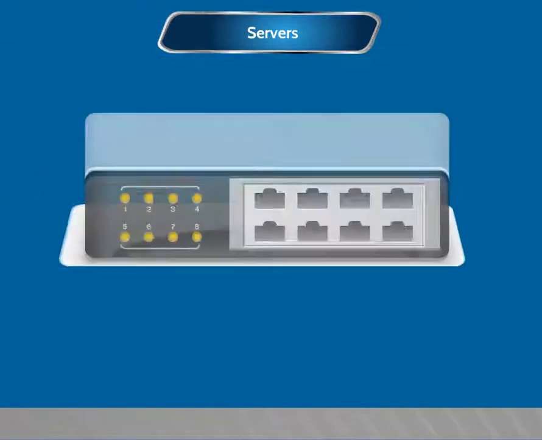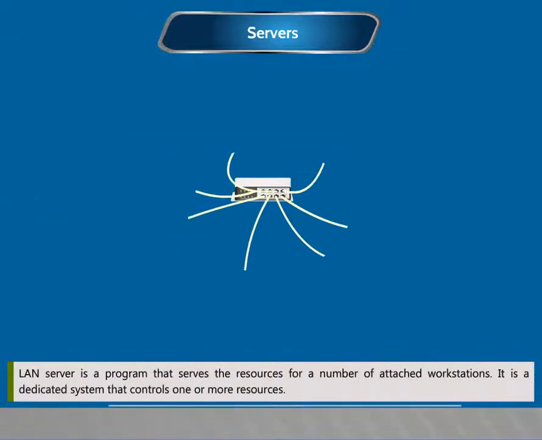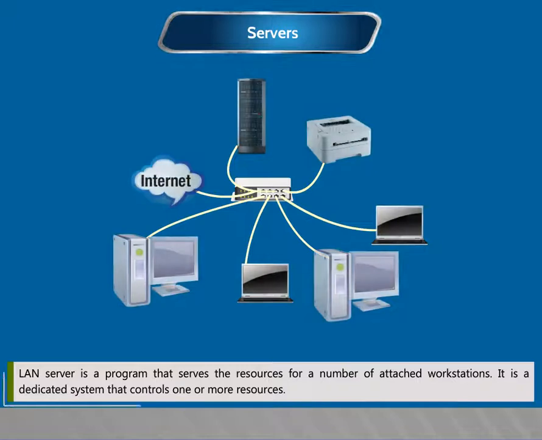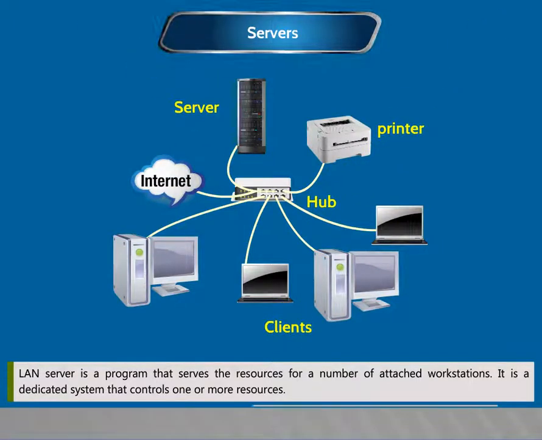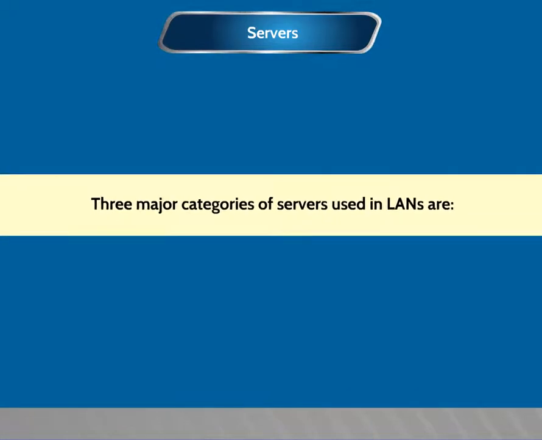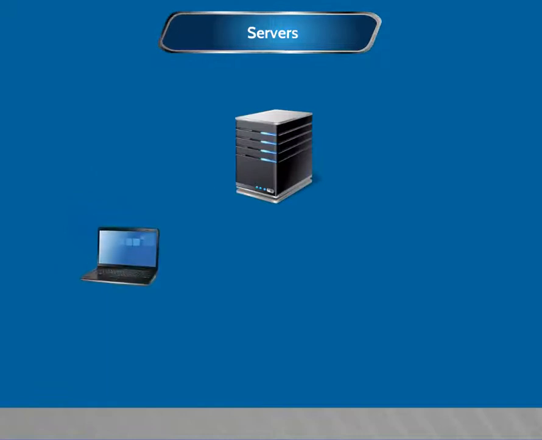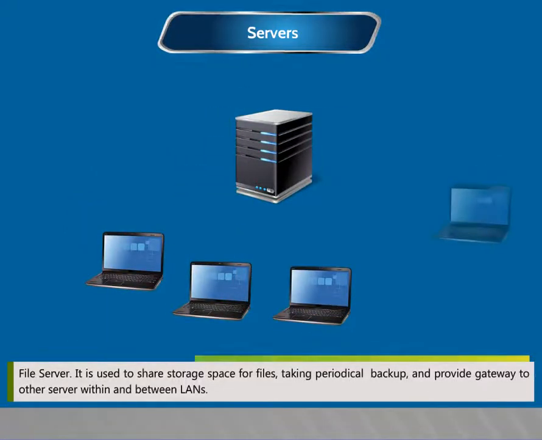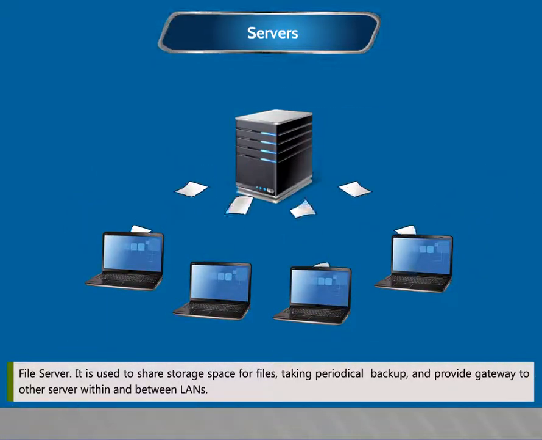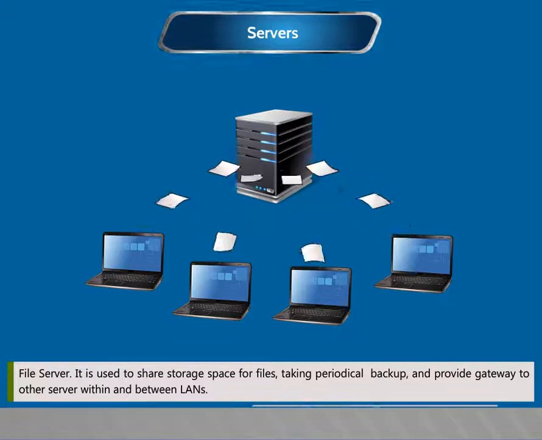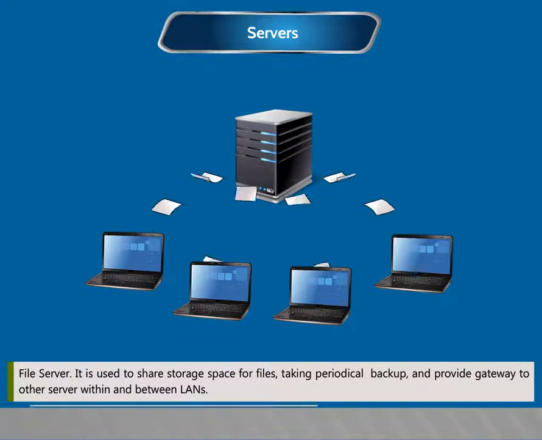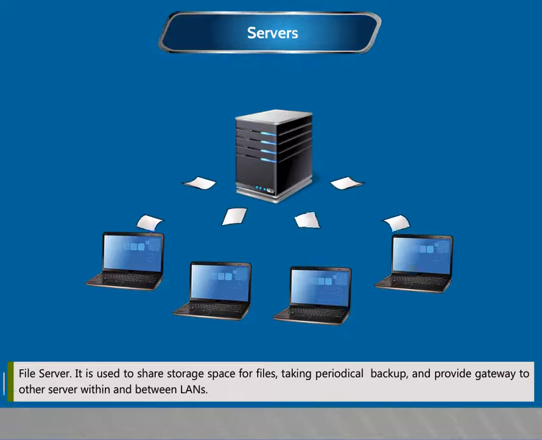Server. LAN server is a program that serves the resources for a number of attached workstations. It is a dedicated system that controls one or more resources. 3 major categories of servers used in LANs are file server. It is used to share storage space for files, taking periodical backup, and provide gateway to other server within and between LANs.